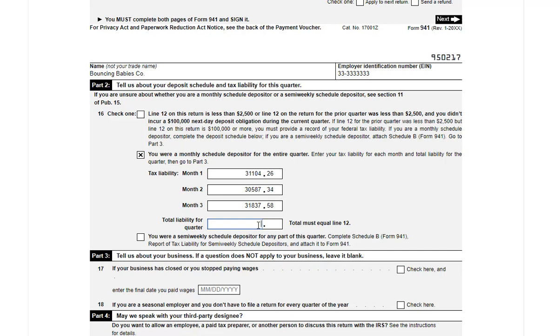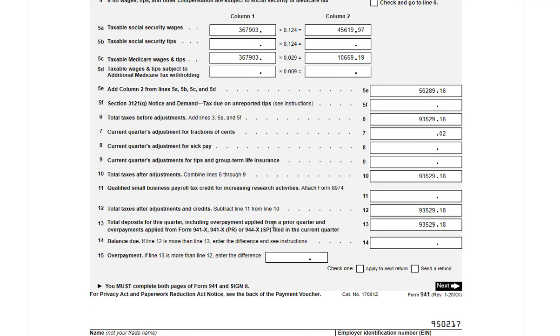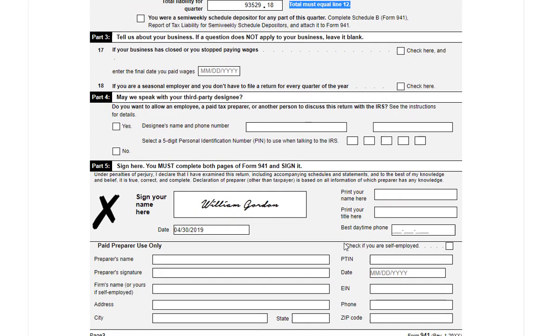Then our total here is $93,529.18. And it says total must equal line 12. Let's go to line 12. Make sure that line 12 has the same figure, $93,529.18. Here's line 12, $93,529.18. Perfect.